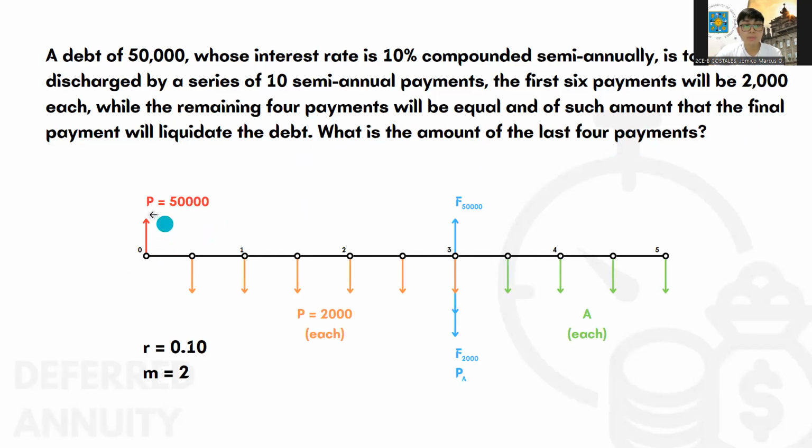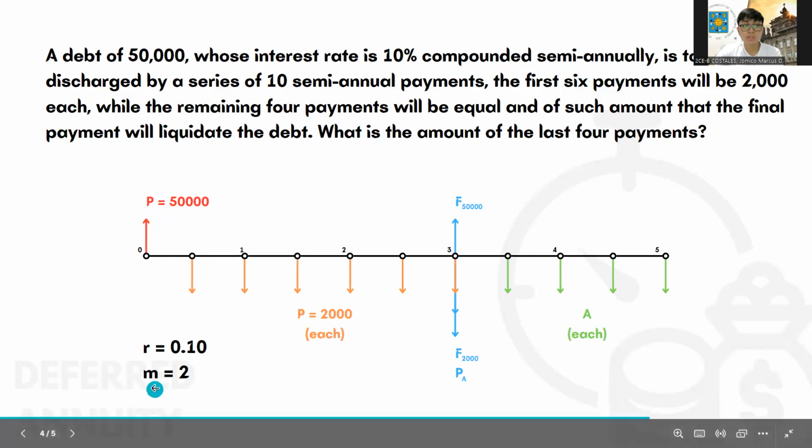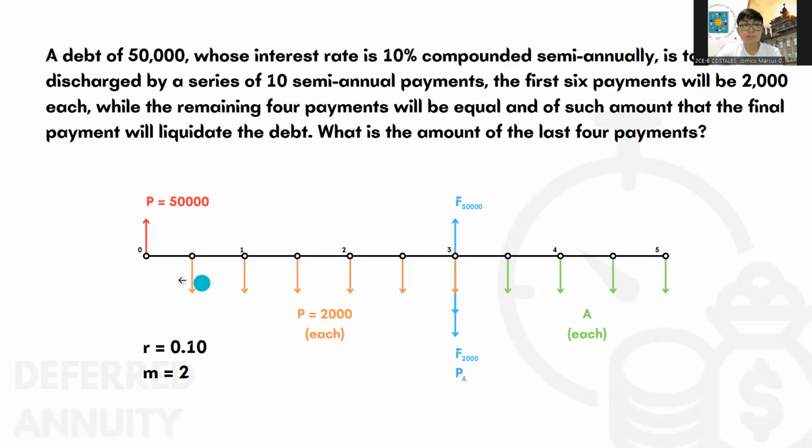On year zero, the present value is equal to 50,000 as stated that the debt is 50,000. And the interest rate is 10% or 0.1, which is R, compounded semi-annually, which means 2 times a year, which means M is equal to 2. And it is to be discharged by a series of 10 semi-annual payments. So we can make 10 points for all the payments every half a year.